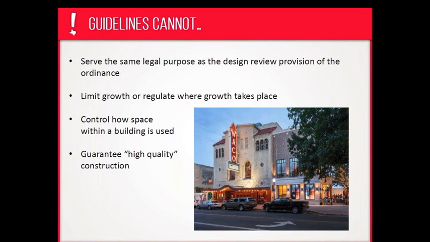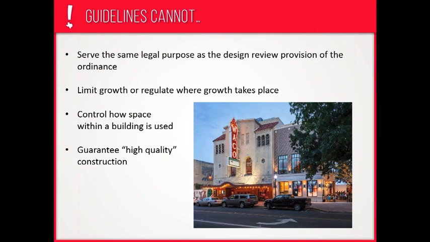Guidelines cannot control how space within a building is used. Guidelines usually only deal with the exterior or publicly visible portions of the building, not how the interior of the building is laid out or used. Guidelines also cannot guarantee high-quality construction. A project may meet minimum design requirements, but guidelines do not discuss craftsmanship. Therefore, there is no guarantee that the final project will be quality.